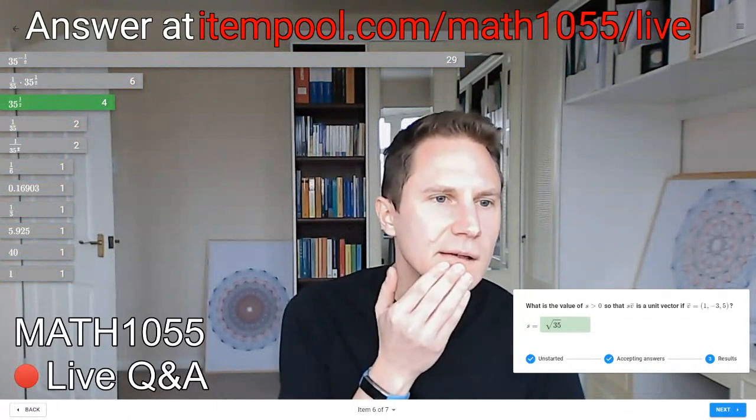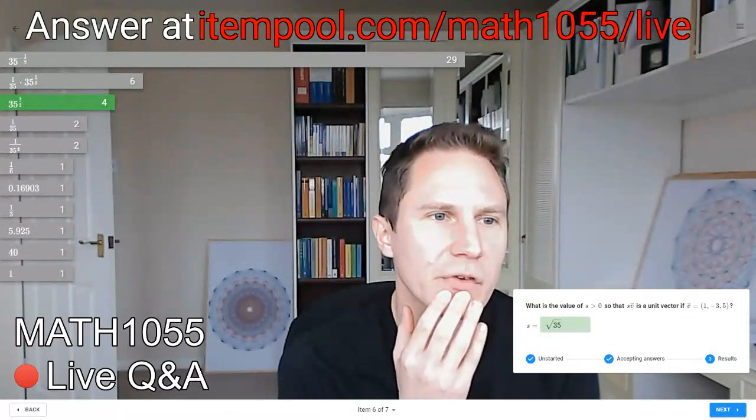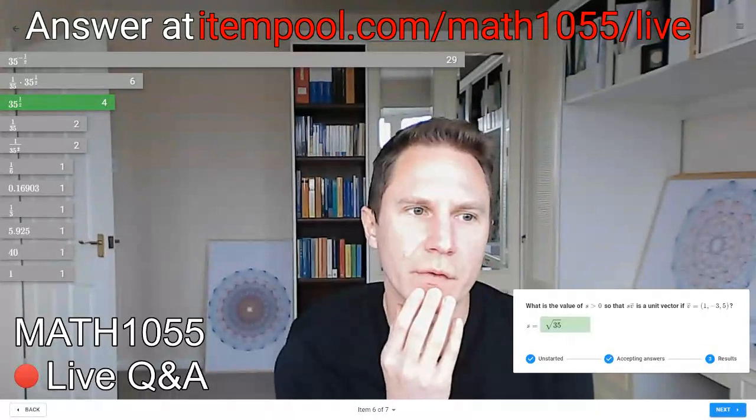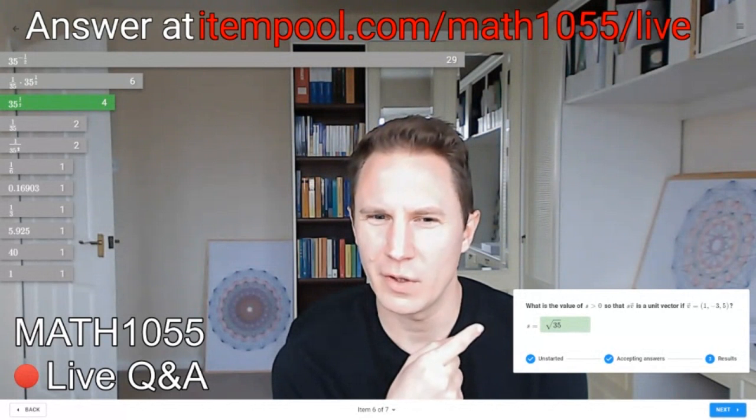Okay, so this is interesting. Some people have said that it's 1 over the square root of... which is true. Actually, I messed this one up. It shouldn't be root 35. It should be 1 over the square root of 35. That's my bad, I was already thinking something else. It should be 1 over the square root of 35.